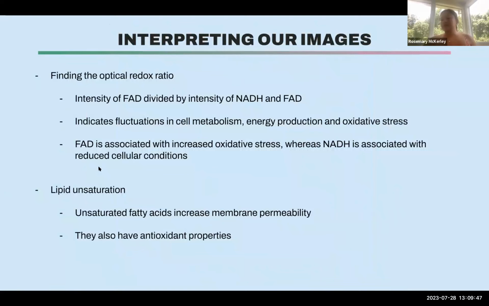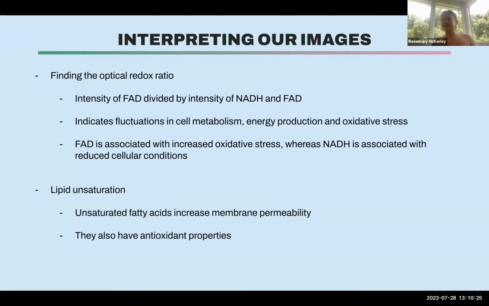So before I show some of the images, I thought it'd be helpful to go through how we interpret our images. The first way that we look at these is through something called the optical redox ratio. And this has to do with two mitochondrial metabolic coenzymes. We have NADH and FAD. High NADH signals are associated with reduced cellular conditions, whereas FAD indicates oxidized conditions. The ratio provides information regarding cellular metabolism, energy production, and oxidative stress.